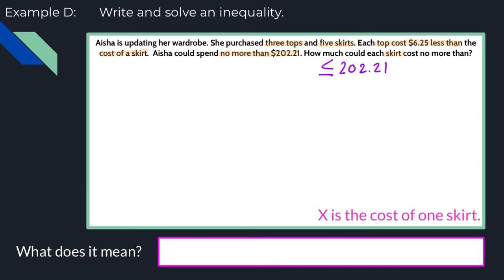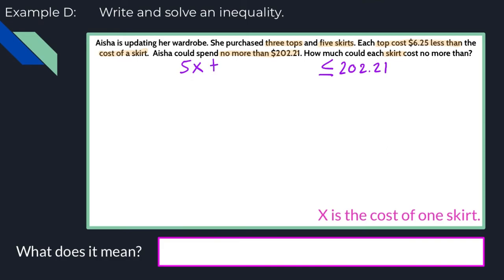Now we need to start putting in the other parts of our problem. So how many skirts did she buy? It appears that she purchased 5 skirts, and we don't know how much each skirt costs, so 5x. That part is pretty easy. Now we need to purchase 3 tops. Now here's the key. Here's the part where this gets tricky.